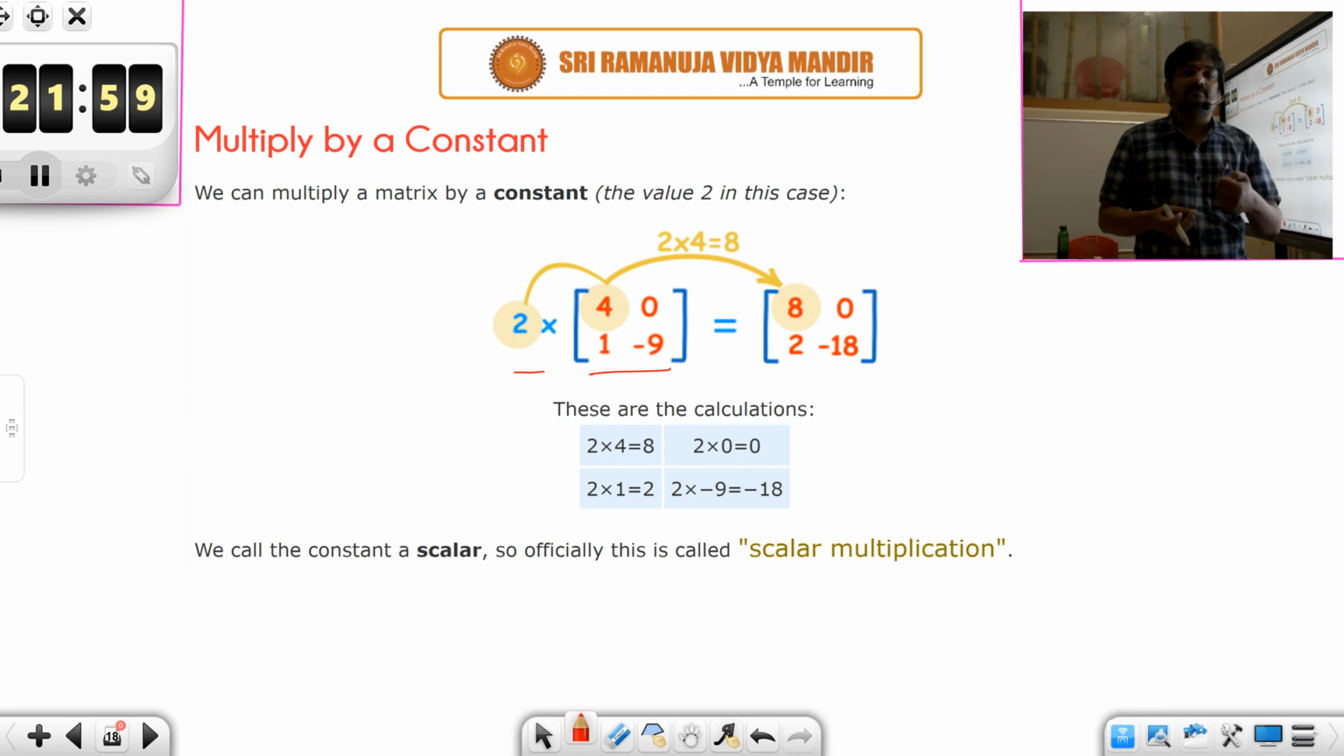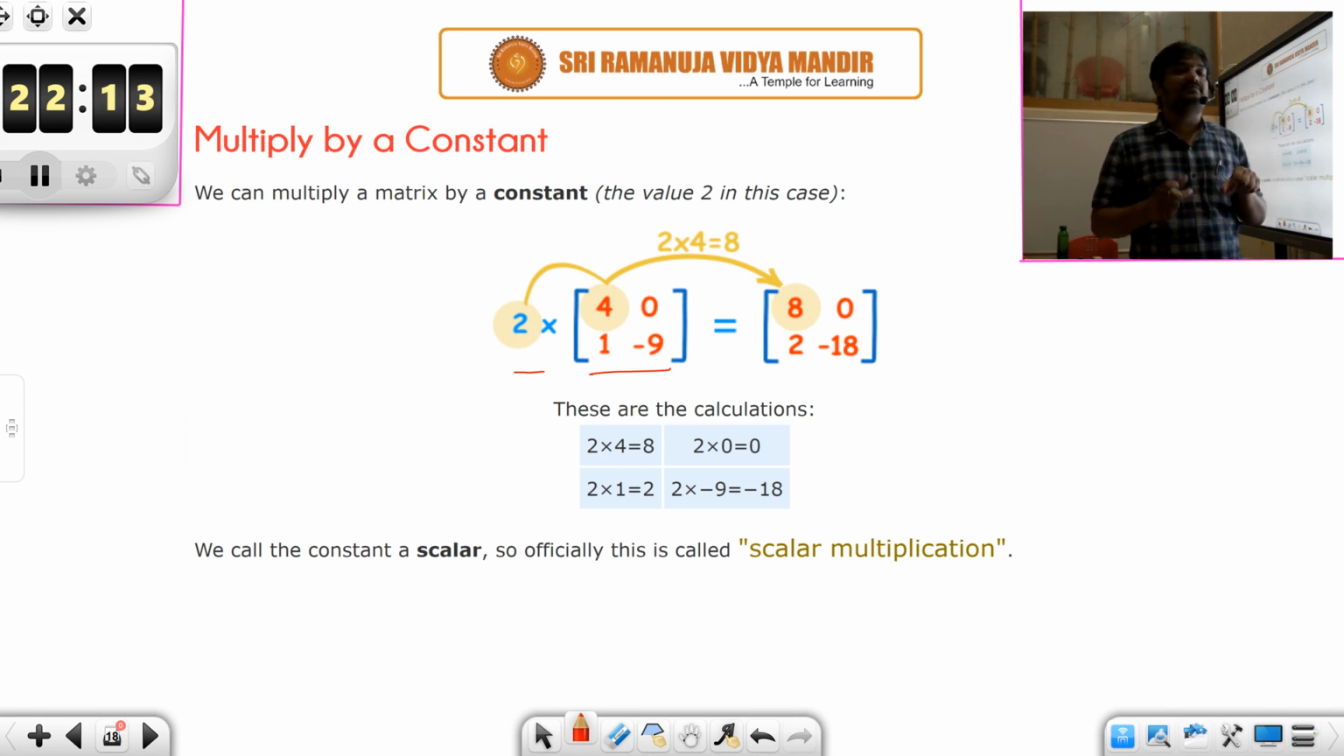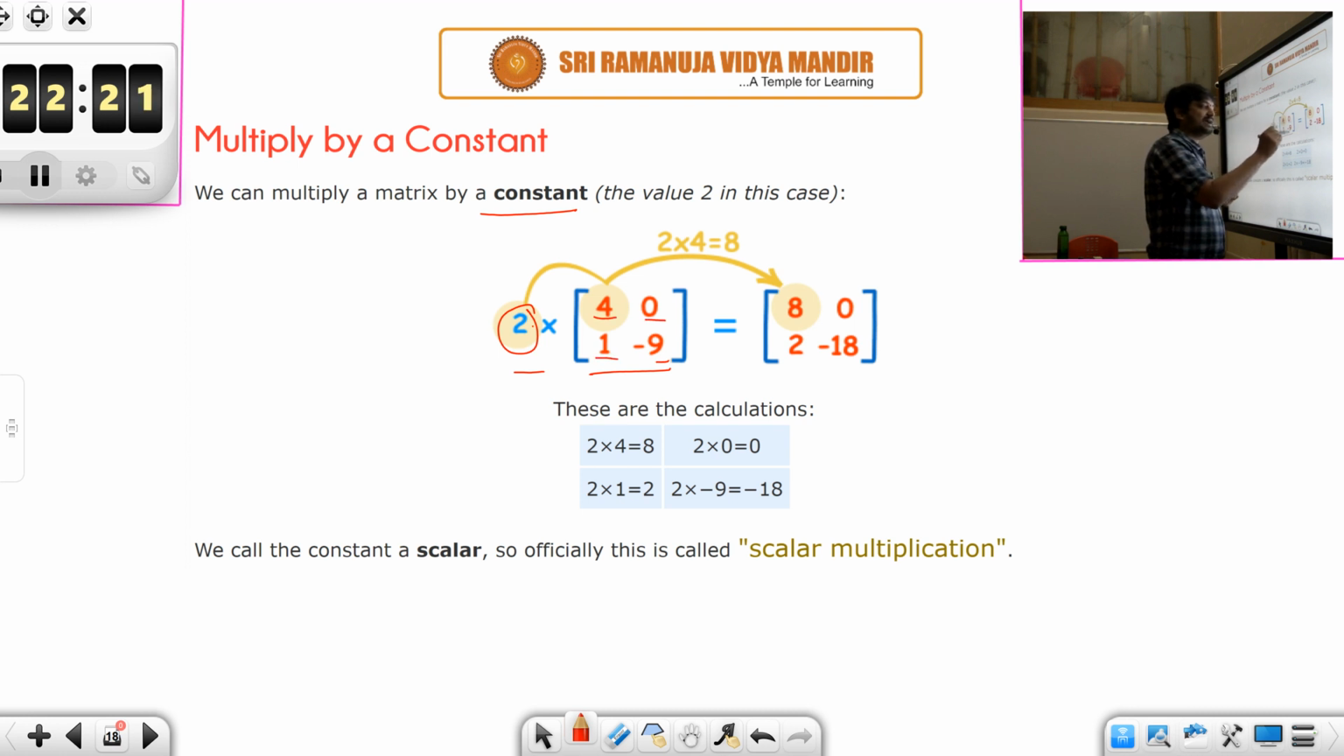now we have discussed the negative of a matrix. What did we do for the negative of a matrix? We multiplied by minus 1 to each and every entry of the matrix, isn't it? We changed the sign of every entry. That is like multiplying by minus 1 to each and every entry of the matrix. Similarly, multiplying by a constant means you need to multiply this number with every element of the matrix.